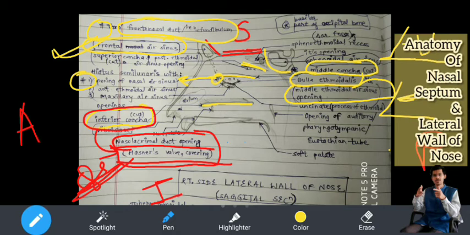The second structure, the second opening which is opening here, is the opening of the anterior ethmoidal air sinus. Can you see this? Yes. And the third structure which is opening here is the opening of the maxillary air sinus. Just now we saw the biggest paranasal air sinus. तो हमने क्या देखा? Bulla ethmoidalis.